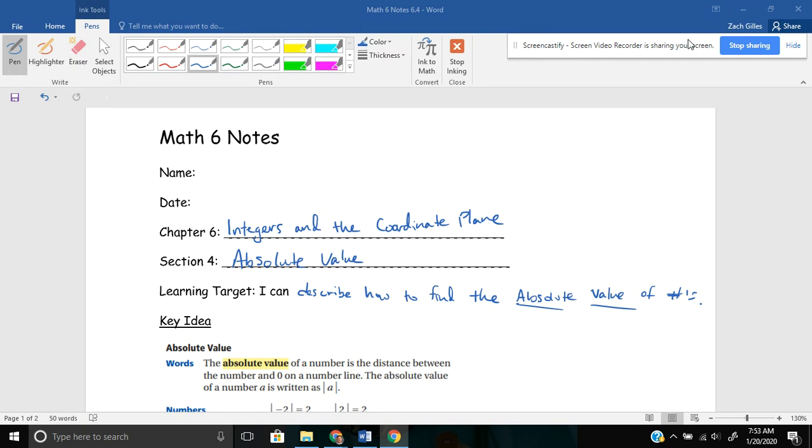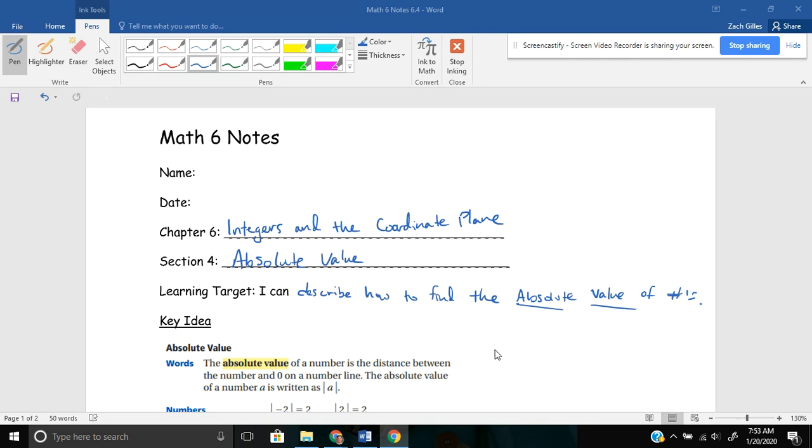For our learning target, I can describe how to find the absolute value of numbers. And while absolute value might be a new idea or a new topic that maybe you've never heard of, I assure you, I think you'll catch on pretty quickly and think it's easy. But the idea of absolute value is even more important than finding our answers this section. I think you'll be able to whip through this section rather quickly, but keep in mind that the idea of it is the bigger picture we're going after.